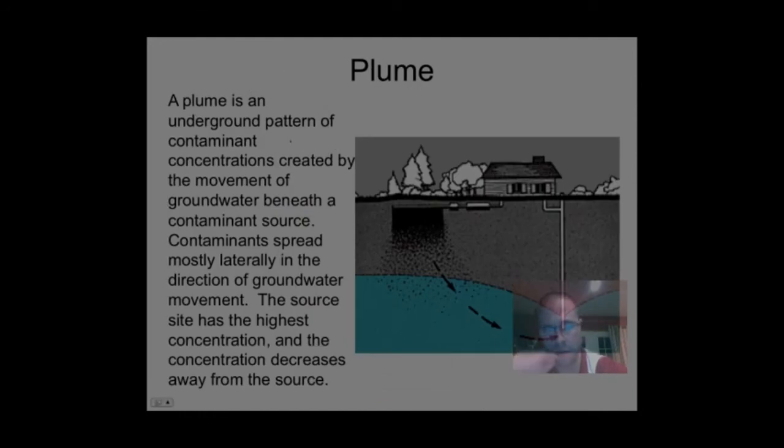A plume, you've heard me use this term on several occasions, is an underground pattern of contaminant concentrations created by the flow or the movement of groundwater in a particular direction. So what we see here is a home. On the right hand side we see their well down here. We see this nice cone of depression for being in that aquifer. This line here would be the water table. That's what forms that cone of depression. The gray area is the unsaturated zone, and the turquoise or green area here is the saturated zone or groundwater zone.